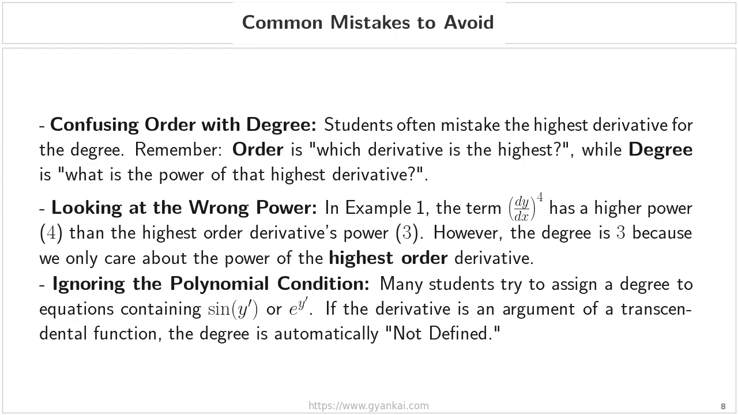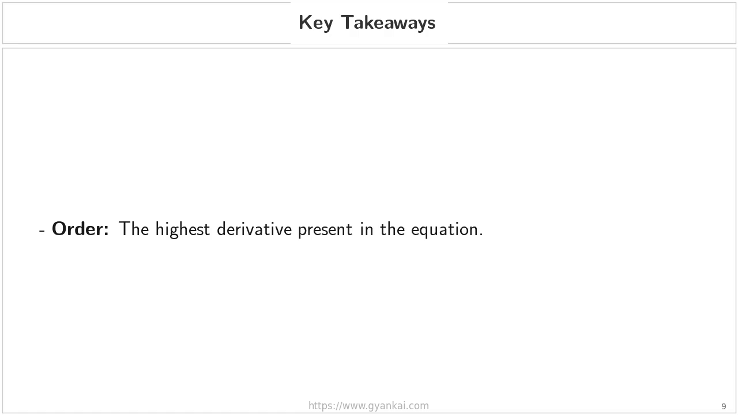Now, before we wrap up our lesson with the final summary, I want to pause and highlight some common pitfalls. I've noticed that even bright students often stumble on a few specific areas when solving these problems. Keep these 3 points in mind, and you will avoid the most common traps in this topic. Key takeaways. First, let's revisit the order. As we discussed at the very beginning, the order is simply the highest derivative present in the equation. It tells you the level of the highest derivative you are dealing with.